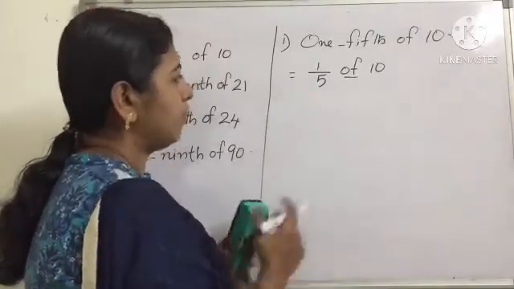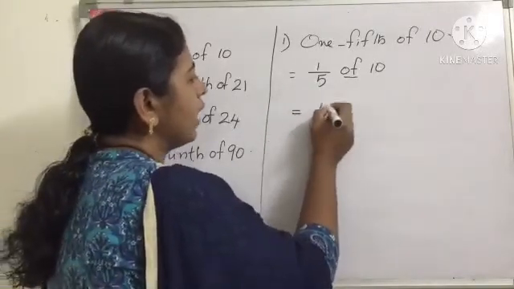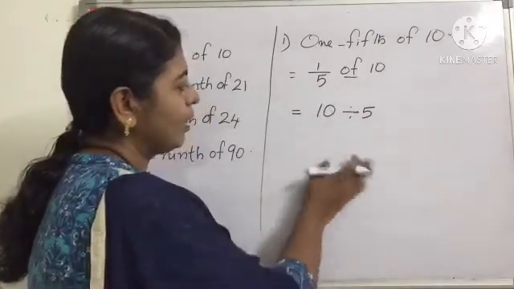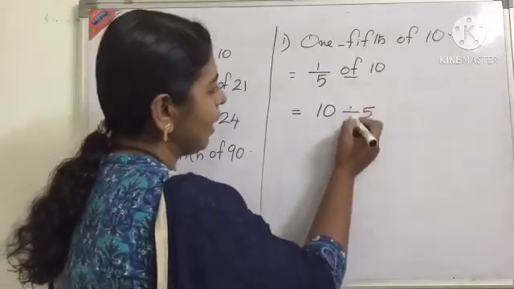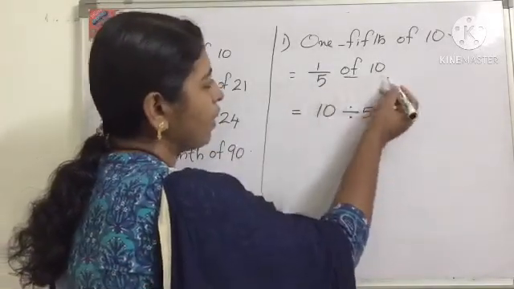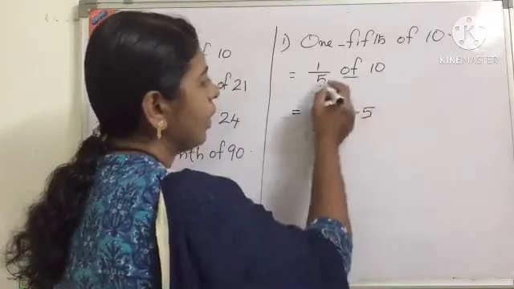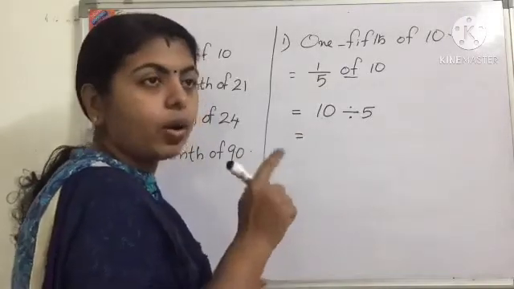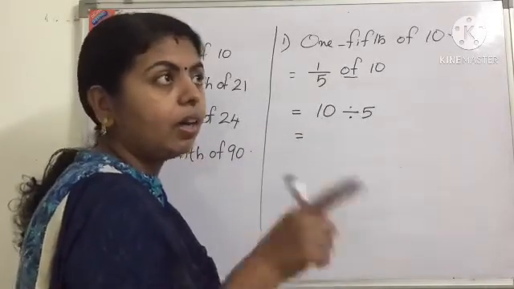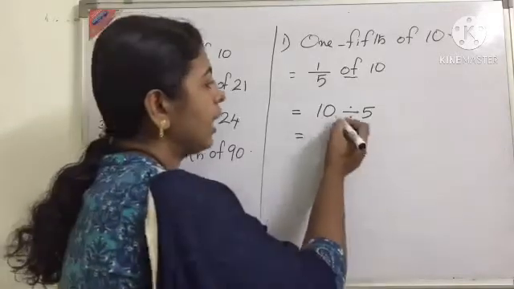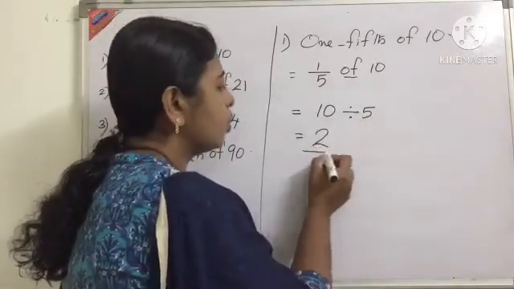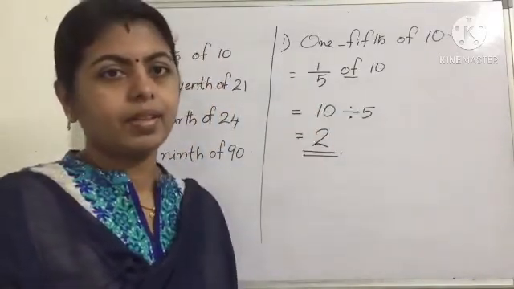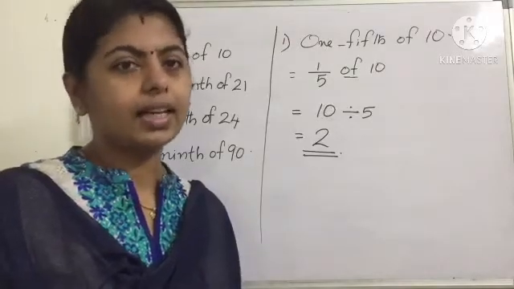1 by 5 of 10 means it's equal to 10 divided by 5. We avoid 2 steps and here we reach 10 divided by 5 directly. 1 by 5 of 10 means 10 divided by 5. How much is it? 5 ones are 5, 5 twos are 10. So 10 divided by 5 is 2. Is it clear? You want to study like this. Now we can go to the second question.